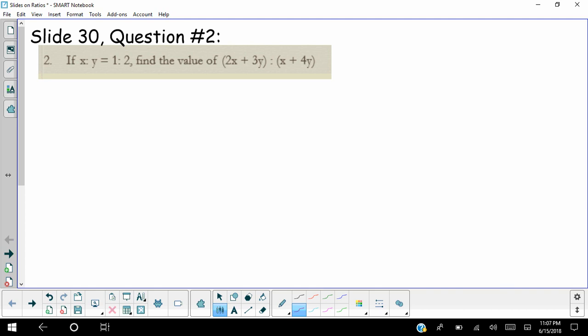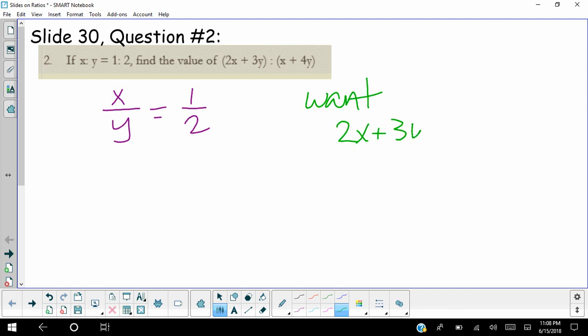Okay, so breaking this first one down, they tell you the ratio of x to y is 1 to 2. So x over y is equal to 1 over 2. And then they want to know the ratio of 2x plus 3y to x plus 4y. Okay, so I'm going to take what I know, and I can cross multiply.